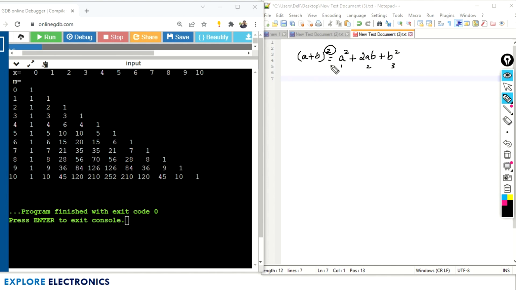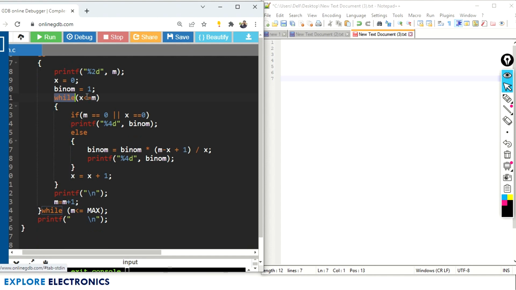So I can generally say that (a plus b) whole to the power of n will give you n plus 1 different combinations. So that's why we are checking if x is less than or equal to m, and if it is satisfied.